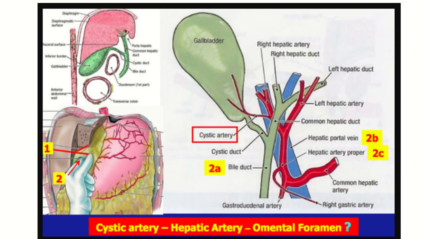Here we can see a maneuver, the Pringle maneuver, because during liver surgery, diffuse hemorrhage may occur, and controlling the hemorrhage is very difficult. In this condition, this maneuver is applied. That means a finger is applied to the hepatic artery and portal vein, pressing them, which reduces the blood supply to the liver and controls hemorrhage. In the second picture also, we can see the Pringle maneuver done here.